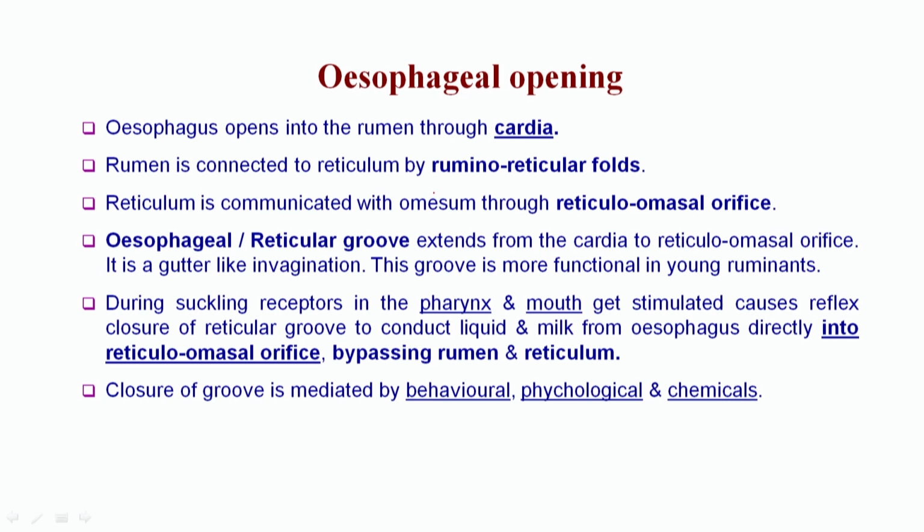The rumen is connected to the reticulum by the ruminoreticular fold. The reticulum communicates with the omasum by the reticulo-omasal orifice. The esophageal or reticular groove extends from the cardia to the reticulo-omasal orifice. It is a gutter-like invagination.